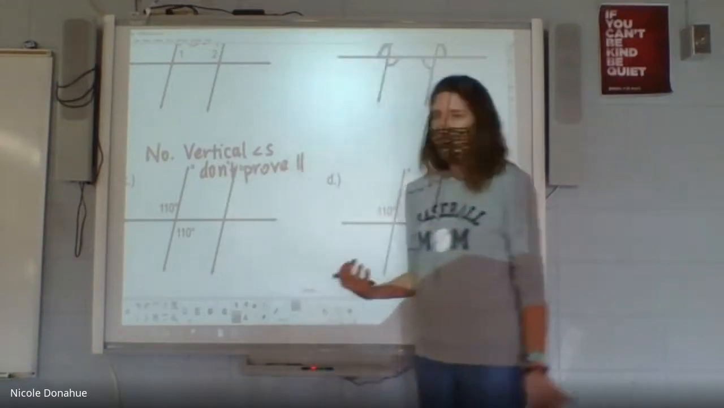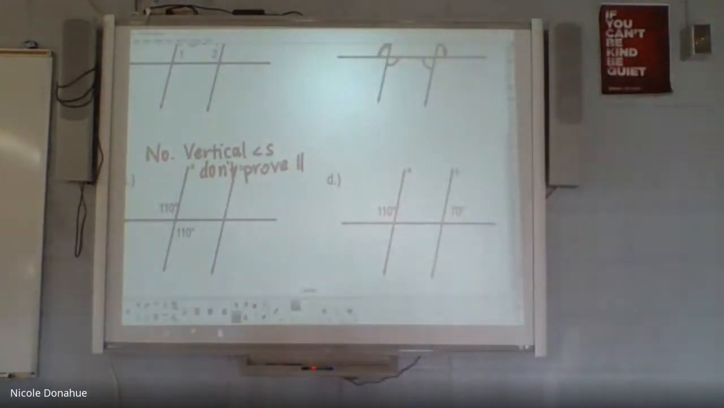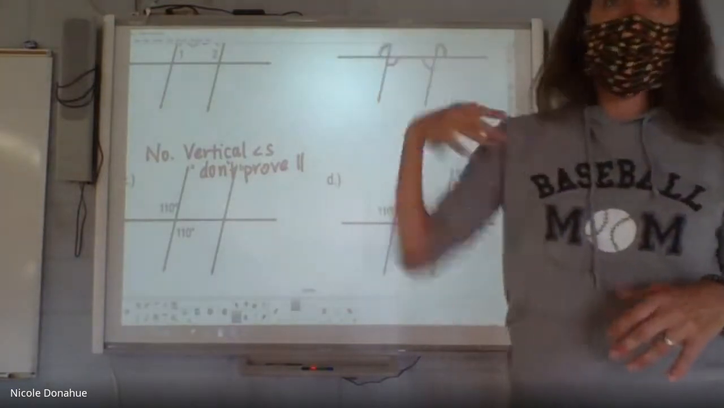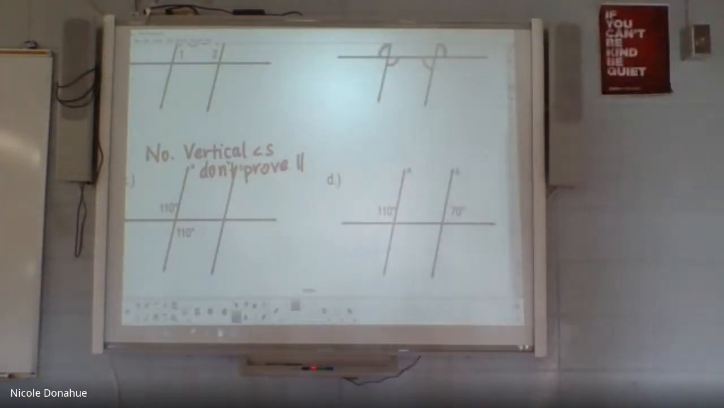So I just wrote, vertical angles don't prove parallel. Now you don't have to write this big long definition or reason or anything like that. I just want, if you look back at your notes, to see why that didn't work. Well, it's because vertical angles aren't any of our rules. So the 4 rules that we learned at the top are really the only 4 rules we can use.